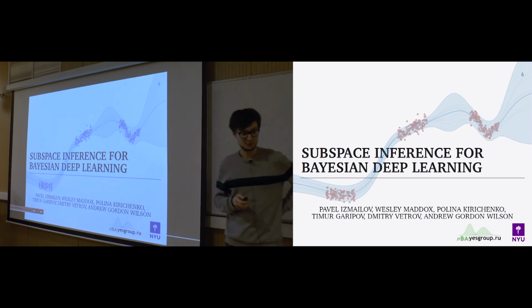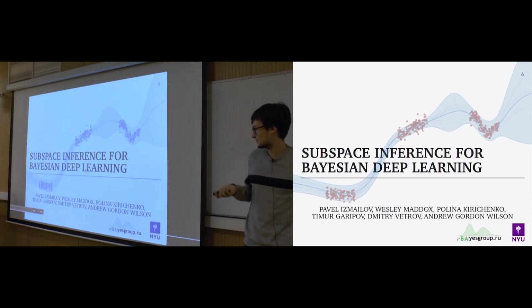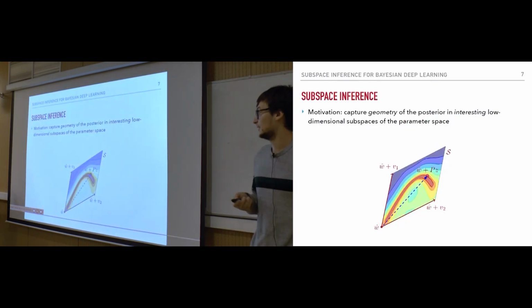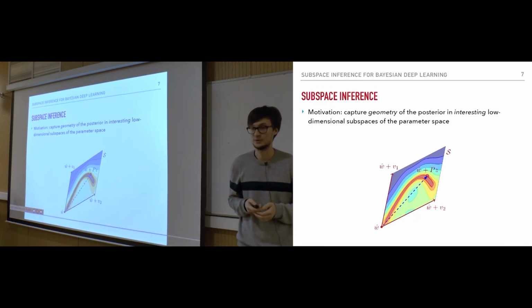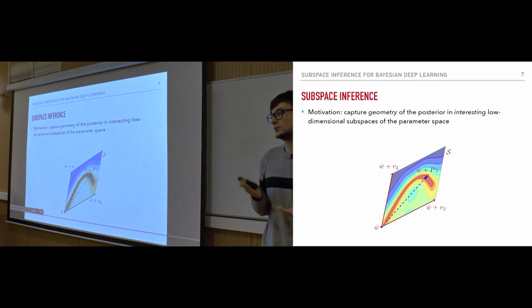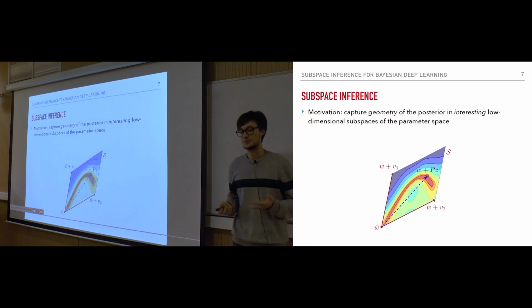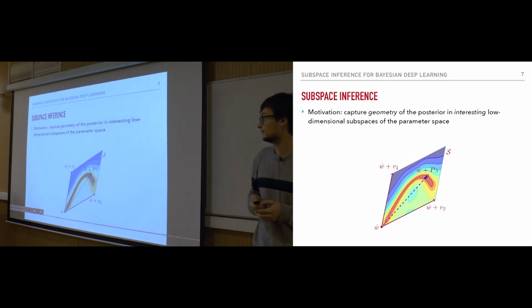Okay, thank you for the introduction, Polina. This part is about our paper on subspace inference for Bayesian deep learning. And the motivation is, as Polina said, to try to capture the geometry of the posterior, but in a low-dimensional subspace. But the subspace will be constructed in some interesting way, so it won't be a random subspace, for example.